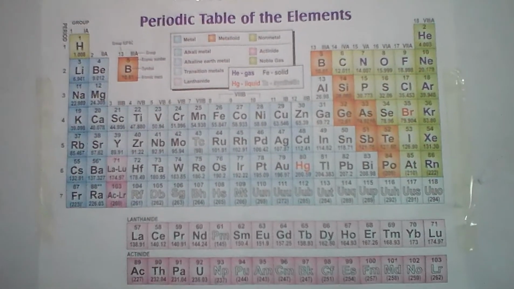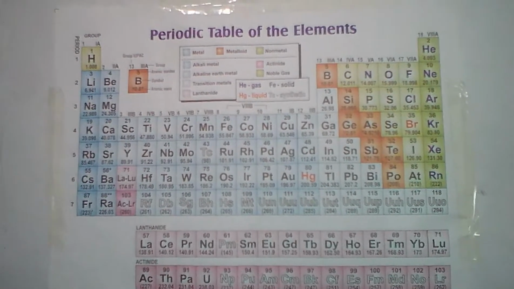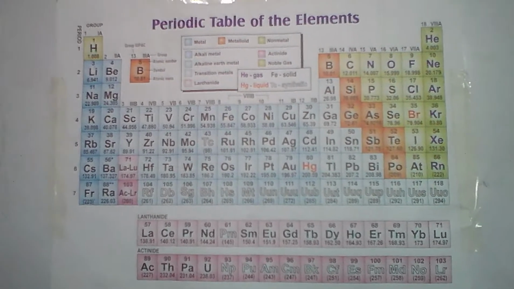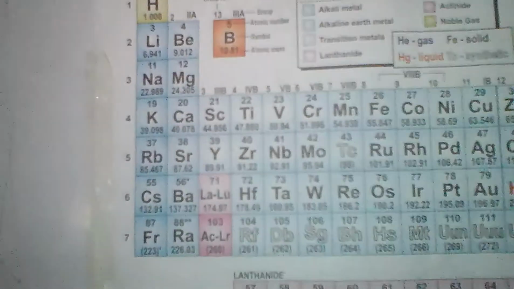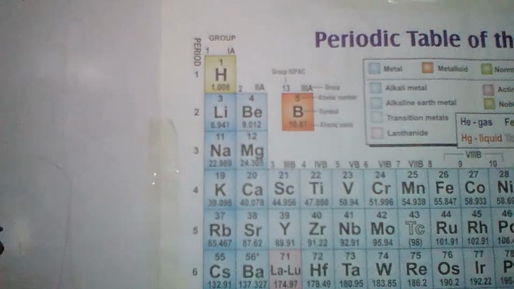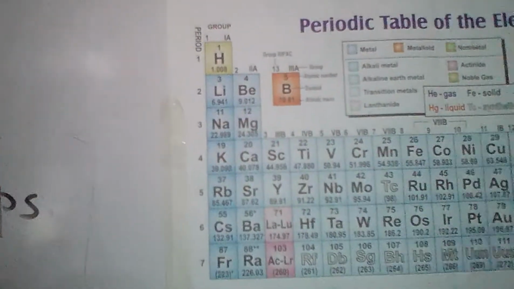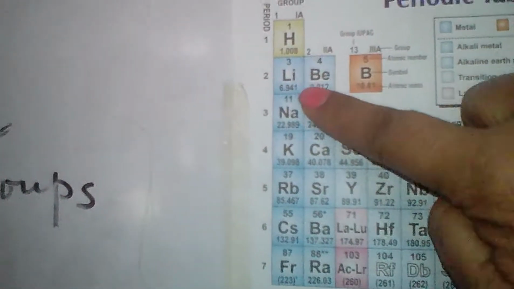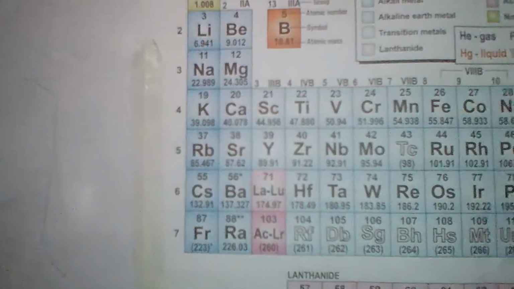The periodic table is a very important tool in chemistry. Without the periodic table, we can't understand chemistry at all. So, we'll start from the first group. That is, the first A group of the periodic table is composed of 7 elements, namely hydrogen, lithium, sodium, potassium, rubidium, cesium and francium.